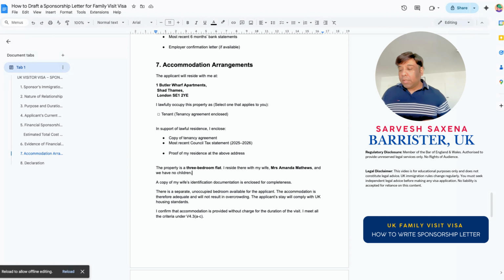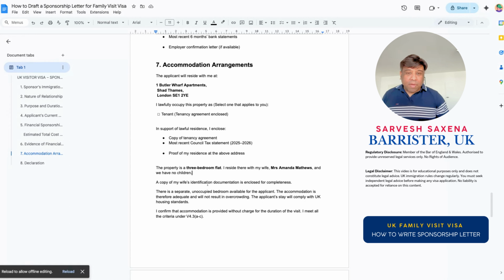So this becomes really important, because sometimes husband and wife are not getting along, and if the husband sponsors someone and the wife has an objection and she has a lawful share of the property, for example, if they bought the property together and they are both joint owners, then one person can object to it, and therefore if the other person is not aligned, you could have a problem. But normally if you mention that there is Amanda Matthews and the identification is provided, it should be completely okay.